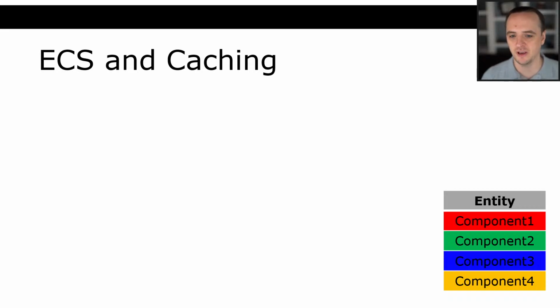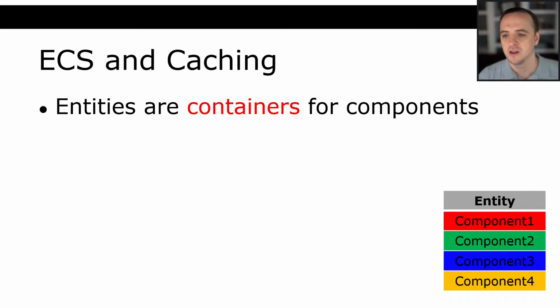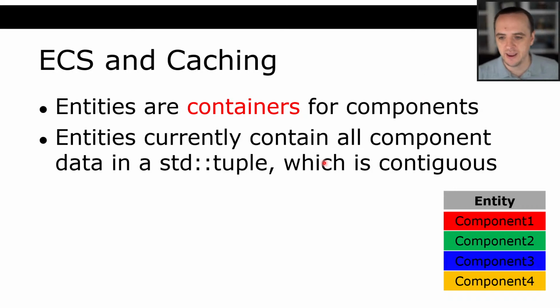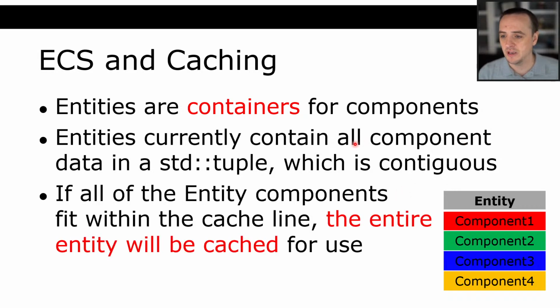And this ends up being one of the most powerful parts about ECS, in my opinion. So entities are containers for components. That's what we've been extolling the virtues of since day one, right? Entities are just containers for components. Right now, entities are currently storing all component data in a tuple, which is contiguous. That's great, because it means that if all of the entity components fit within the cache line, the entire entity is actually cached for us.